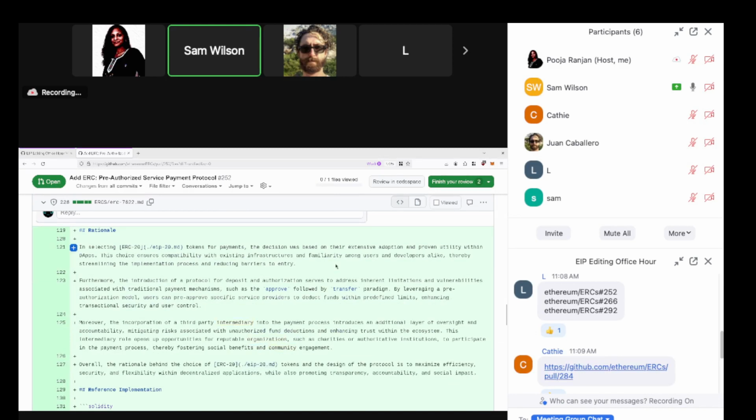Decision was based on the exit. DAF, okay. Compatibility, it's fine. Motivation of proposal for deposit and authorization. Traditional payment methods. Okay, by leveraging a pre-authorization model, users can approve a specific service provider to deduct funds within predefined limits, enhancing transaction security and user control.